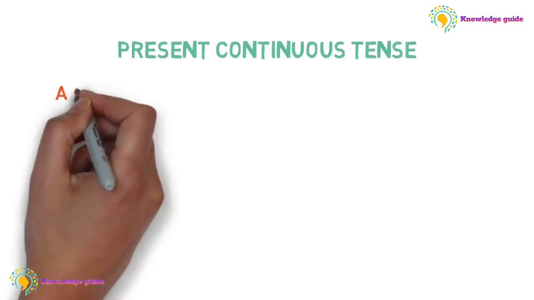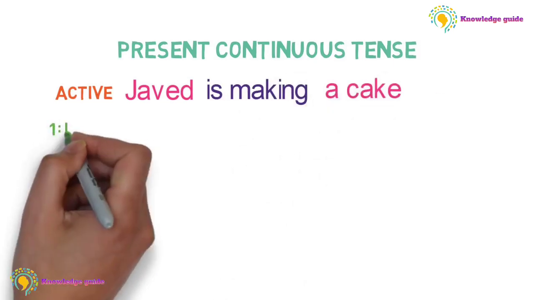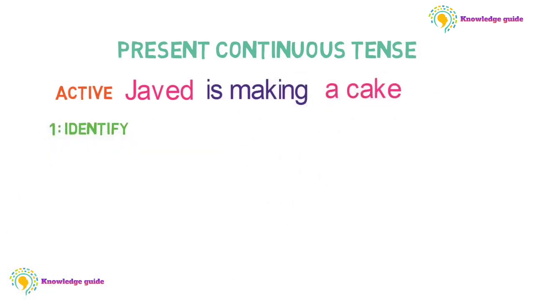Now let's see some examples of present continuous tense. Active voice. Javed is making a cake. First step is to identify the subject, object and the verb. Here who is doing the action? It is Javed. So Javed is the subject. And what is the action? It is making, and thus making is the verb. Who is receiving the action? It is a cake, and thus cake is the object.